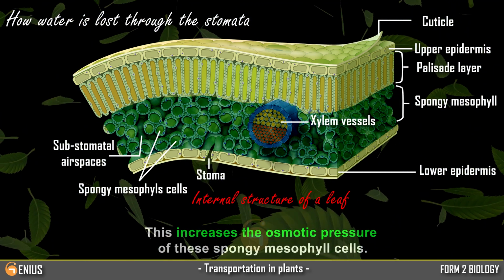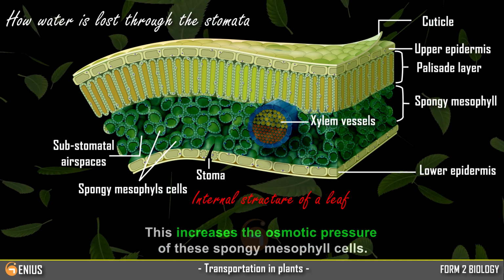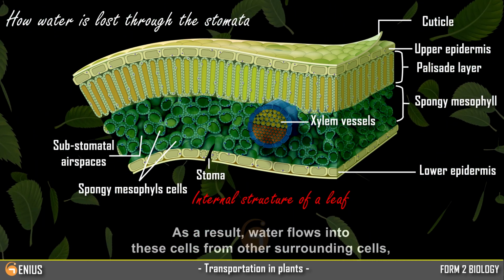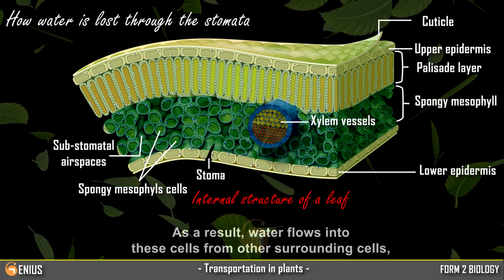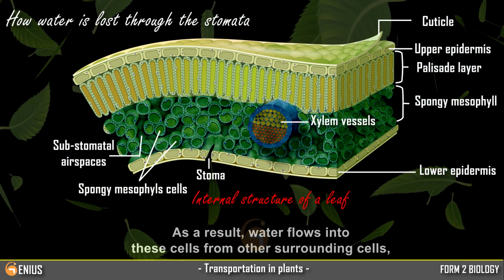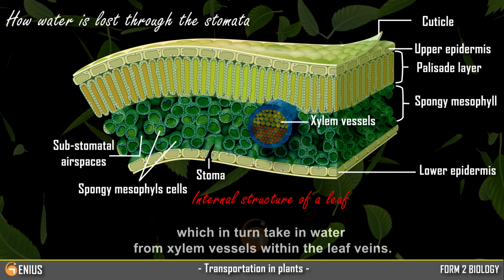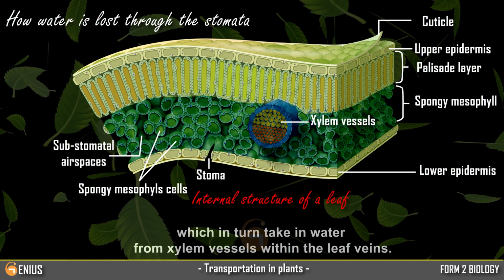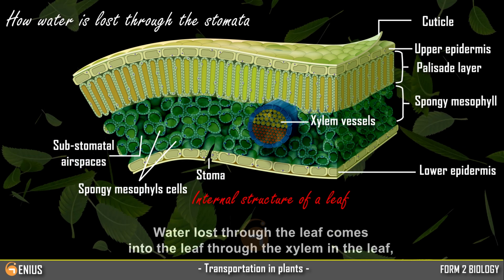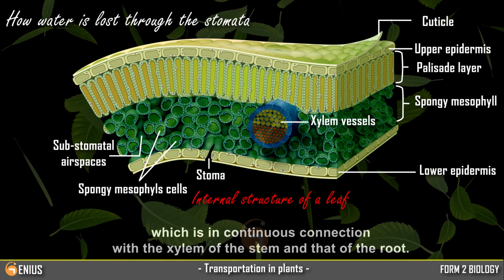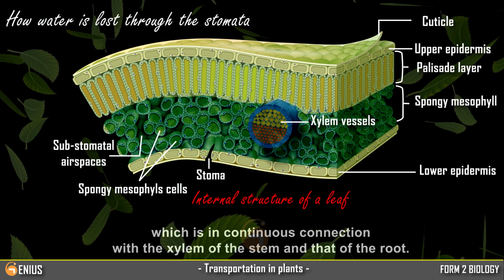This increases the osmotic pressure of these spongy mesophyll cells. As a result, water flows into these cells from other surrounding cells, which in turn take in water from xylem vessels within the leaf veins. Water lost through the leaf comes into the leaf through the xylem in the leaf, which is in continuous connection with the xylem of the stem and that of the root.